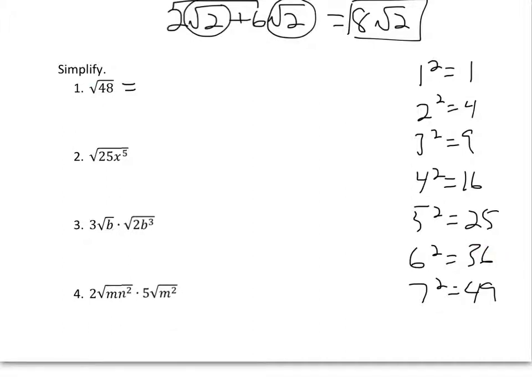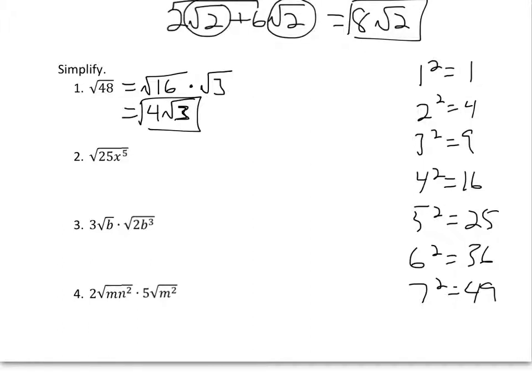36 doesn't go into 48 evenly. 25 doesn't go into 48 evenly. 16 does go into 48 evenly. So you could break this down to square root of 16 times the square root of 3, because 16 times 3 equals 48. Now, square root of 16, we know what that is. Square root of 3, we don't know what that is. So square root of 16 we can rewrite as 4, because we know square root of 16 is 4. And the root 3, you just leave as root 3.